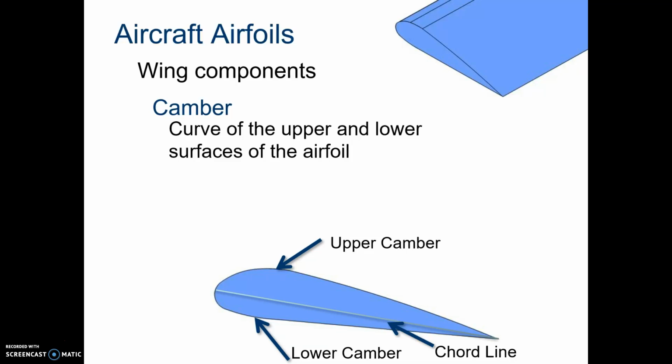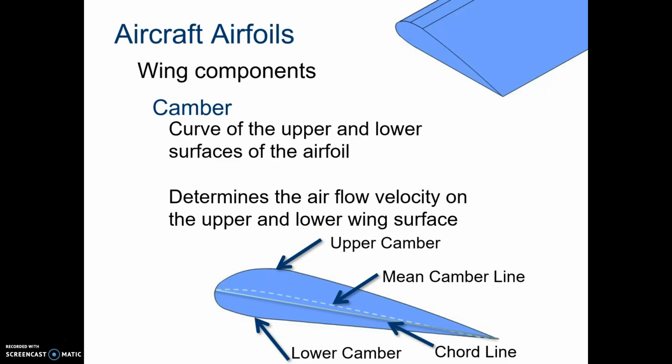You have camber. Camber is a curve of the upper and lower surface of the airfoil. Some airfoils are symmetric and have the same upper and lower camber. Some do not. Some typically have more curvature on the upper camber and not as much curvature on the lower camber, as you see here in this example. You label those two parts. And then that determines the airflow velocity on the upper and lower wing surface. And then that dotted line, if you want to draw that, is the mean camber line, of course, the mean between the upper and lower cambers.